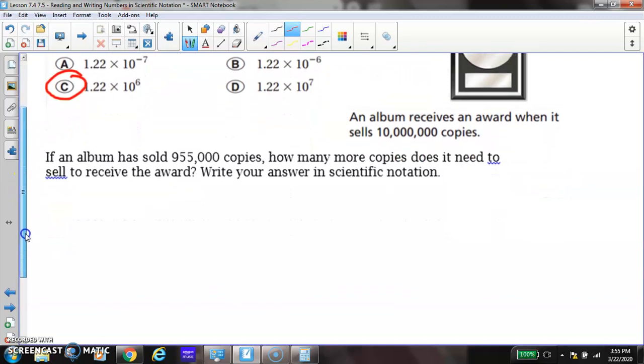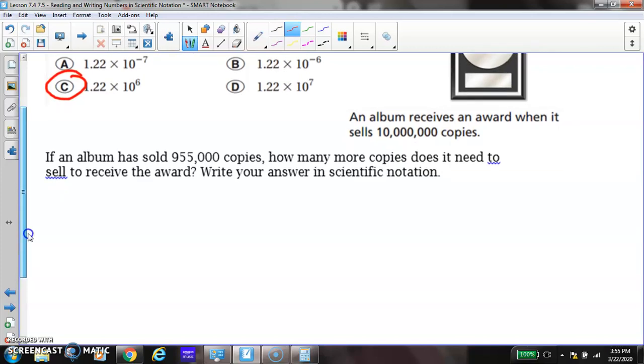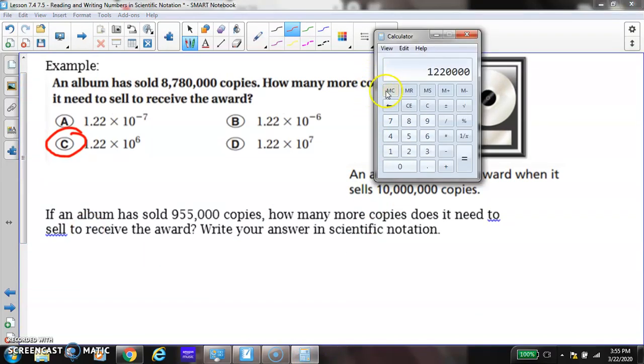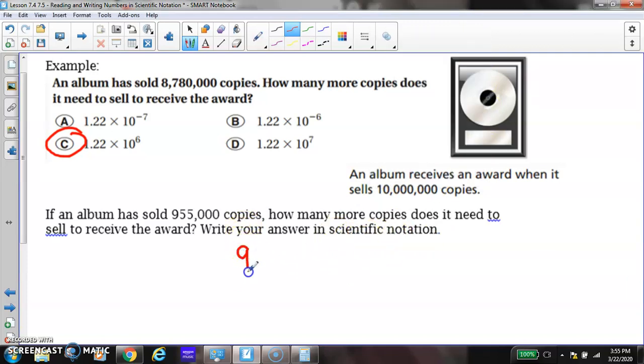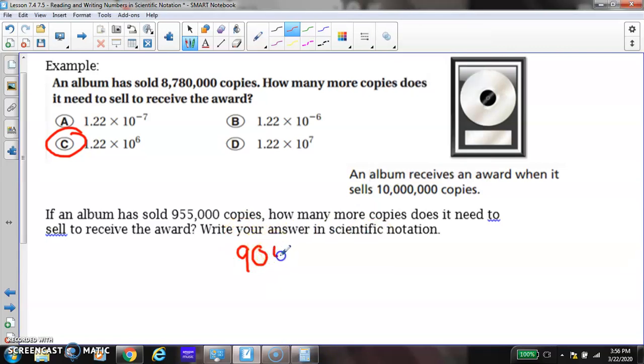For the second part, it says if an album sold 955,000 copies, how many more copies do you need to sell to receive the award? And then it says to write your answer in scientific notation. Okay, well, it's sort of the same process. We're going to start out with the 10 million. So 10, 1, 2, 3, 1, 2, 3. And then I'm going to take off this time only 955,000. Okay, when I take a look at that number that's remaining, I got to get this in scientific notation. So the first thing I'm going to do is I'm actually just going to write it. So 9045 and then 3 zeros.